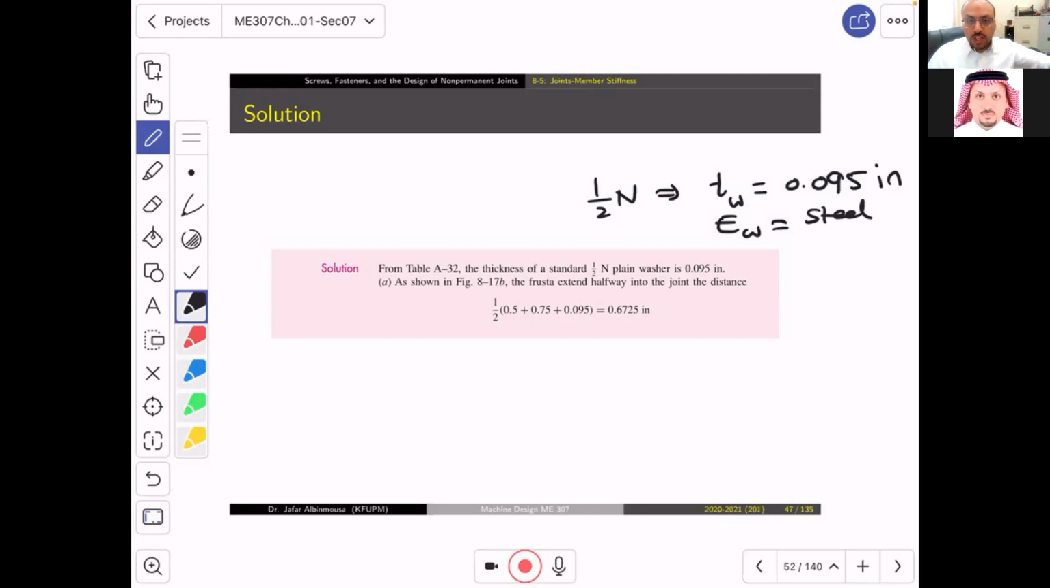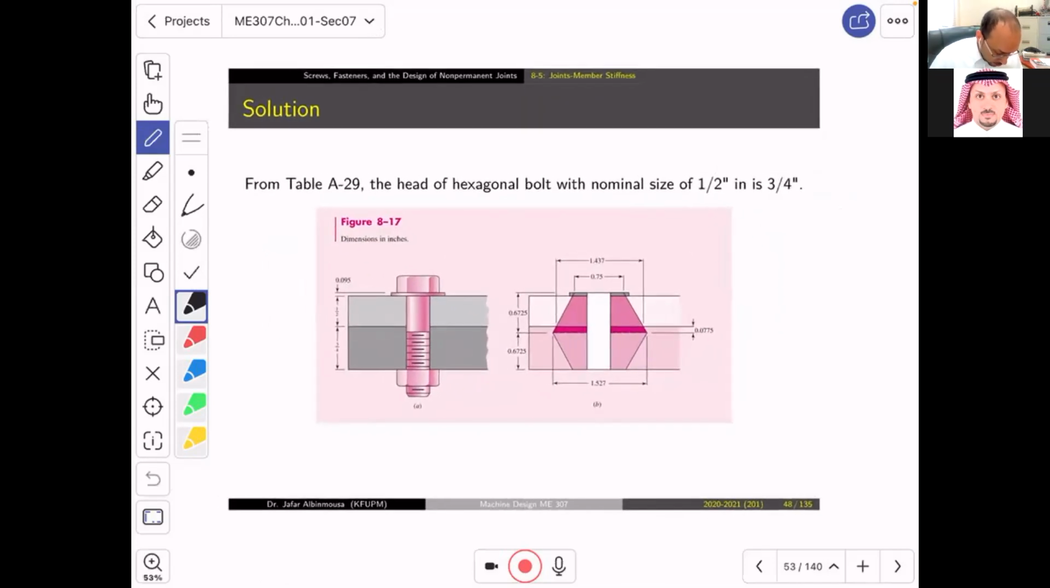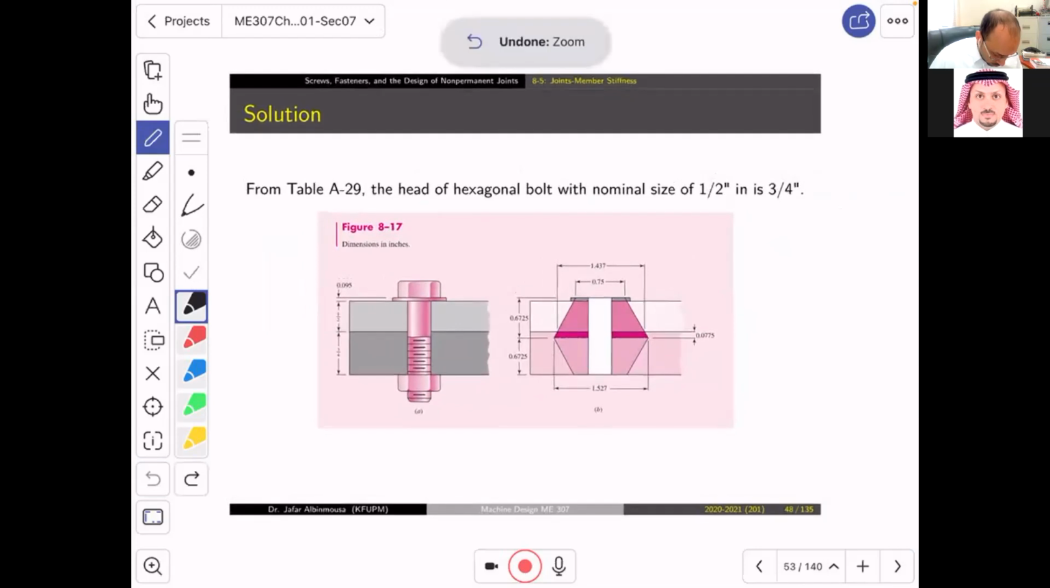So here, we knew the thickness of the washer. Now, how is this going to help us? Well, let me show you. This is the diagram. Okay, I'm sorry, I shouldn't have moved this. Okay, so this is the figure that was provided to us. The figure that was provided to us is this one. This is what you are going to have in the exam, and this is what you are going to draw in the solution.